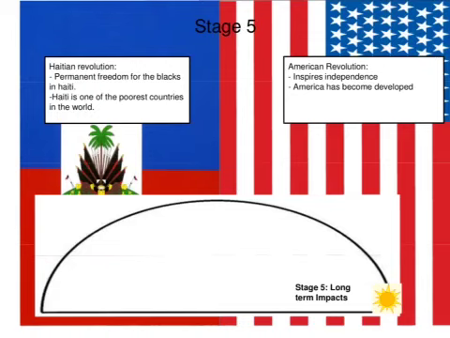On the other hand, since its revolution, America has become a great nation that is looked up to by everyone. It has inspired many other revolutions. It's an inspiration for freedom and equality for all.